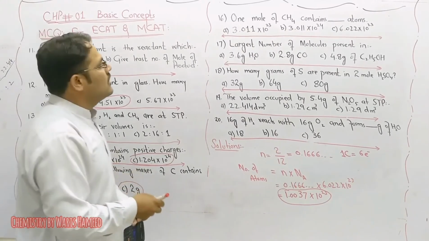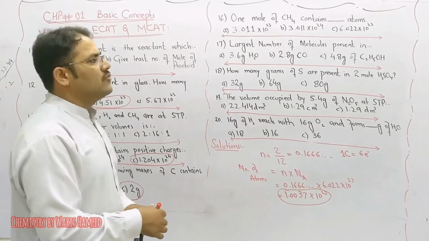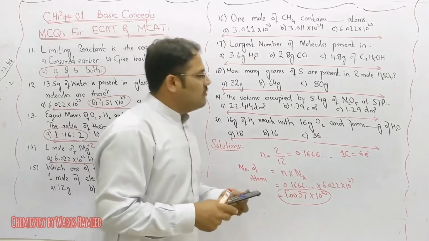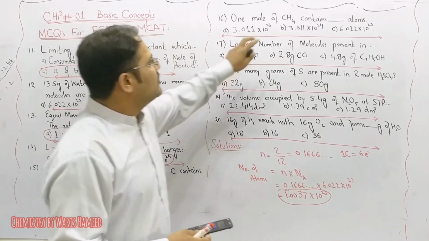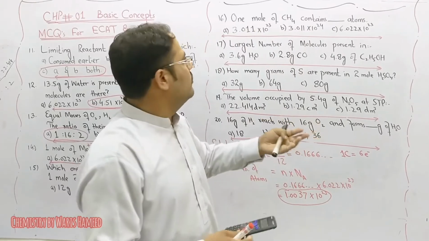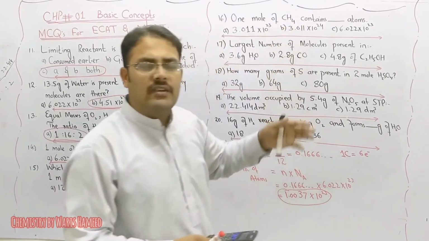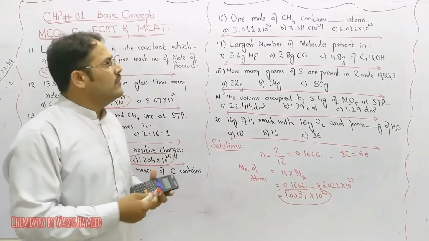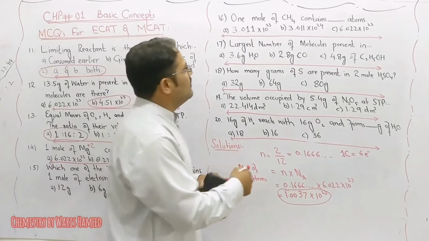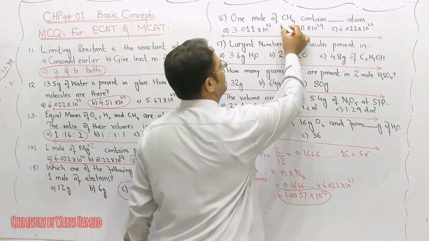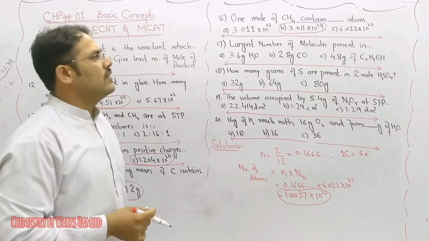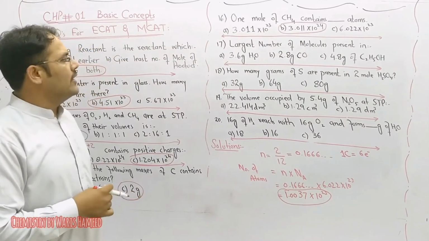Next MCQ, 1 mole of CH4 contains dash atoms. We know that 1 mole of CH4 has Avogadro's number of molecules, and one molecule contains 5 atoms. So we will multiply 5 with Avogadro's number, and when we multiply 5 with Avogadro's number, we take this answer: 3.011 multiplied by 10 to the power 24.